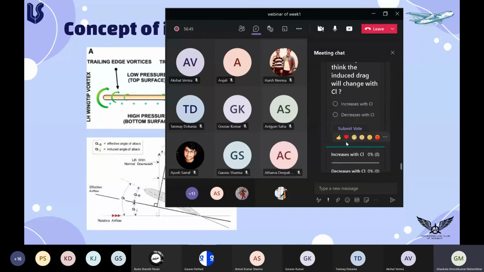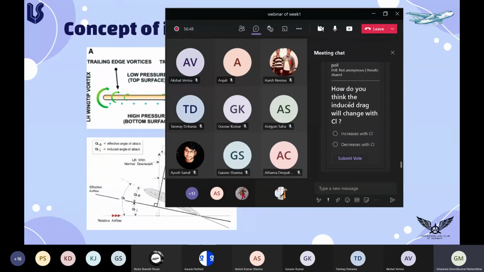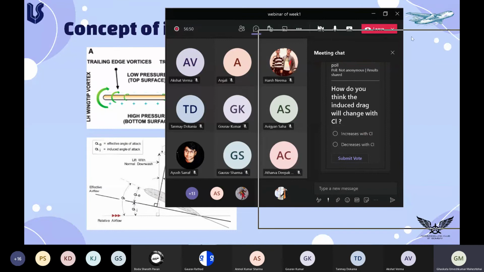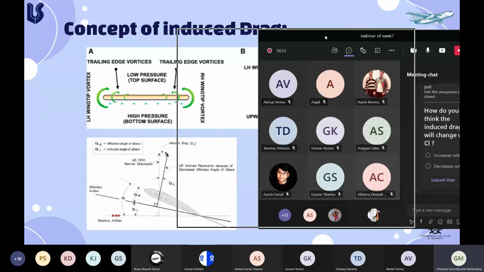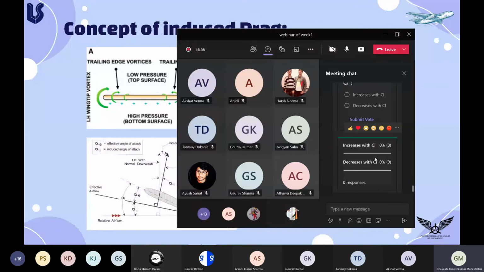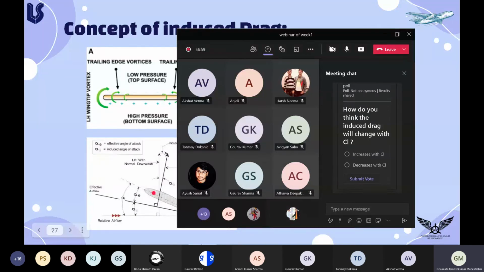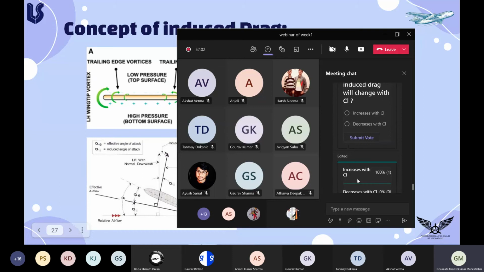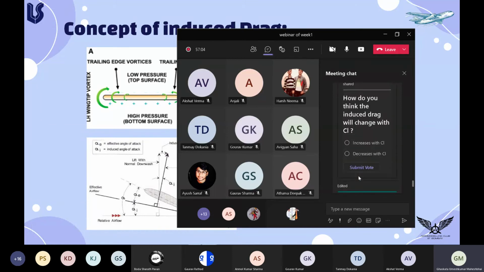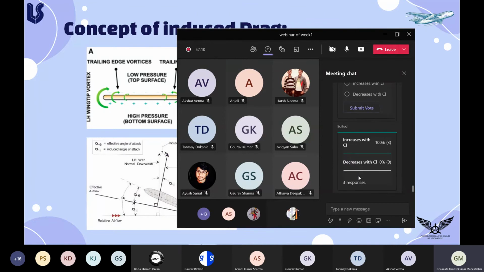How do you think the induced drag will change with CL? Okay, so, as you can... how do you think... Everybody should... only 4 guys will get... okay, 7. Okay, no worries.